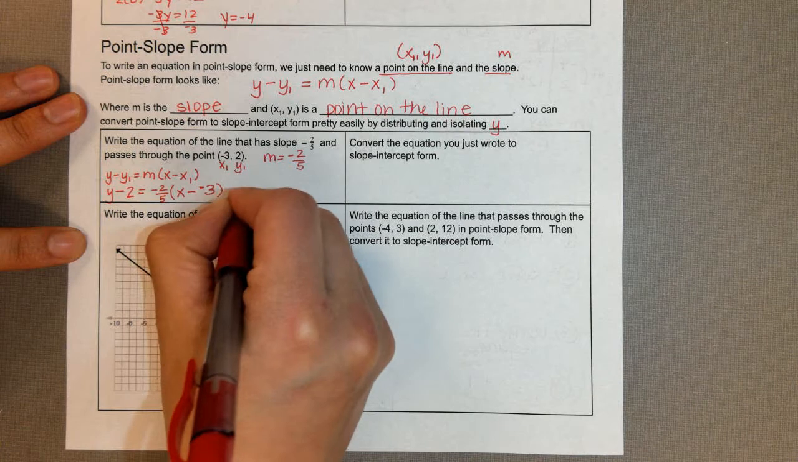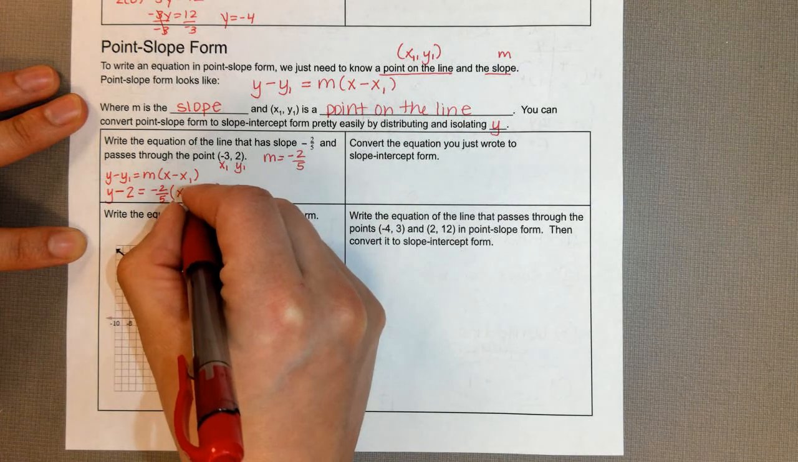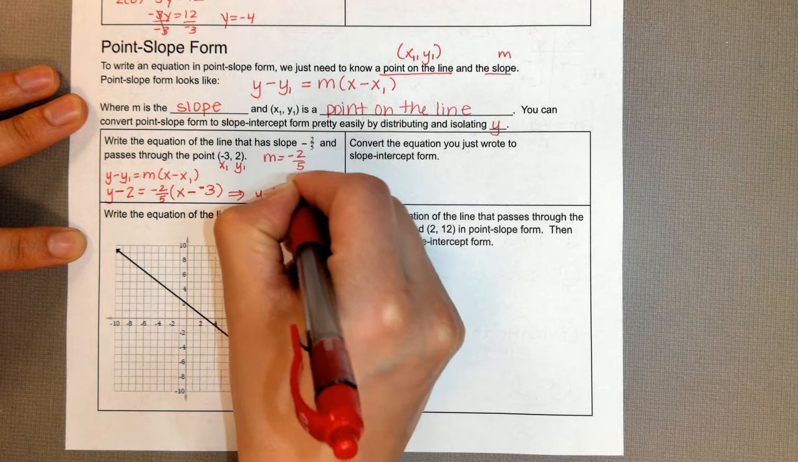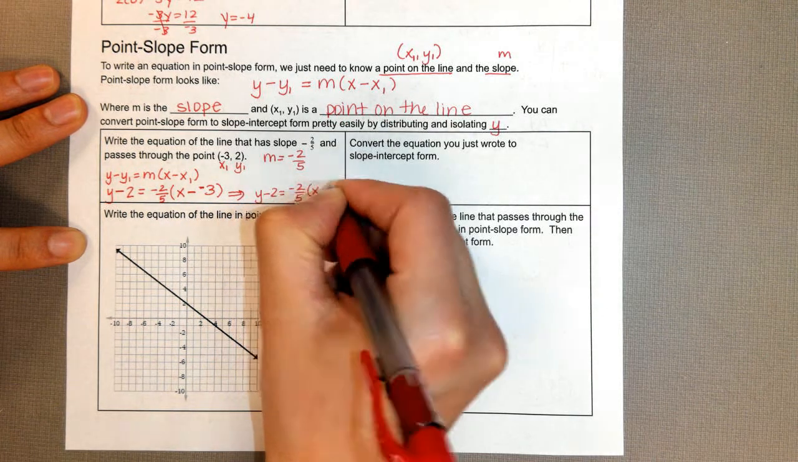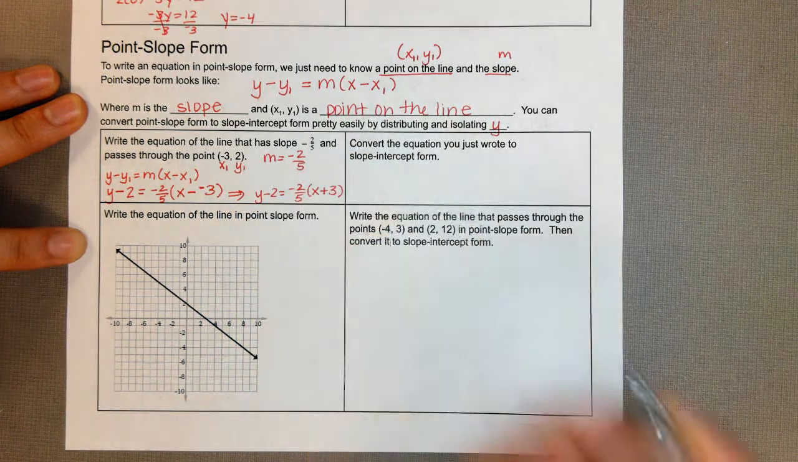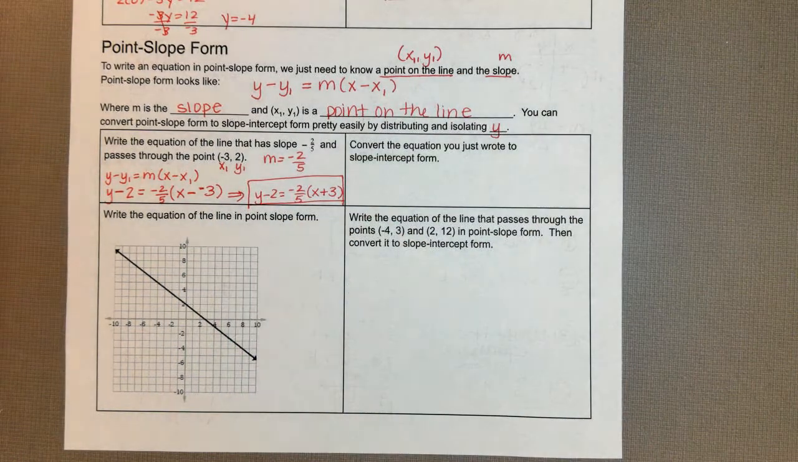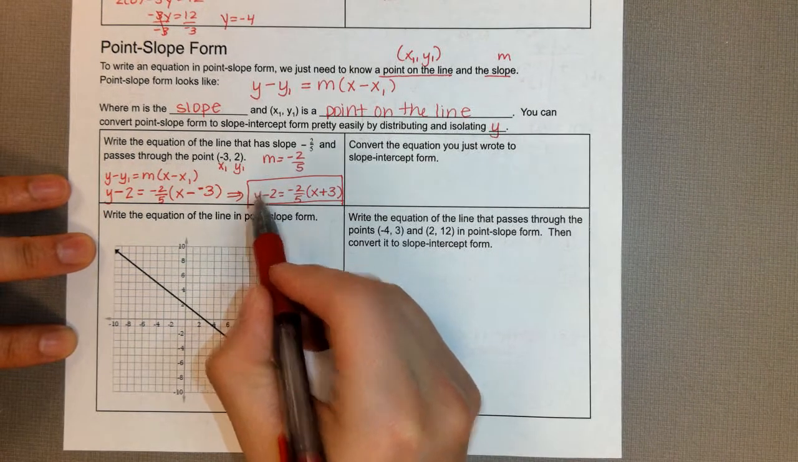Another way that I might write this, because subtracting a negative is the same thing as adding, is y minus 2 equals negative 2 over 5 times x plus 3. And here it is in point-slope form. That's it. You could type that into Desmos and it would give you a graph of that line. If I want to convert this into slope-intercept form, I just need to get this y by itself.